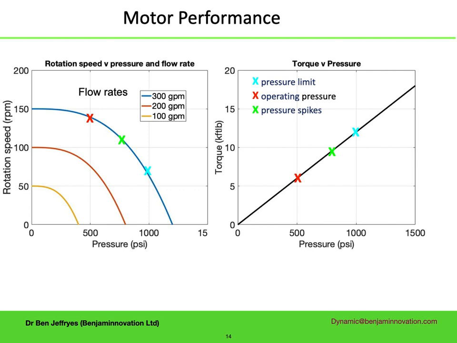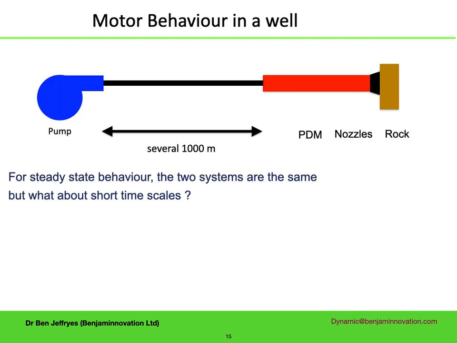So what happened? I've heard it said that motors don't behave the same downhole as they do in the dynamometer. Is that what's happening here? Here is a diagram of the motor in its configuration during the drilling of a well. There's a couple of differences with the dynamometer. There's a bit, not a friction pad, but the important difference is that there are thousands of meters of fluid in a pipe between the pumps and the motor.